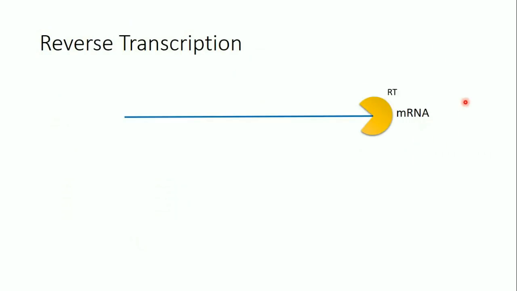So the reverse transcriptase copies the messenger RNA. It produces DNA from RNA. So it's not transcription. In normal transcription, we copy DNA to RNA. In reverse transcription, we go back, so we copy DNA from RNA. We copy the messenger RNA and we get something we call the cyclic DNA.